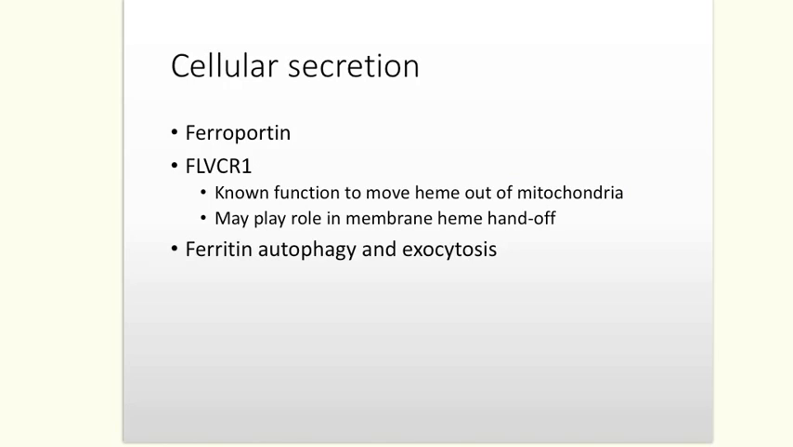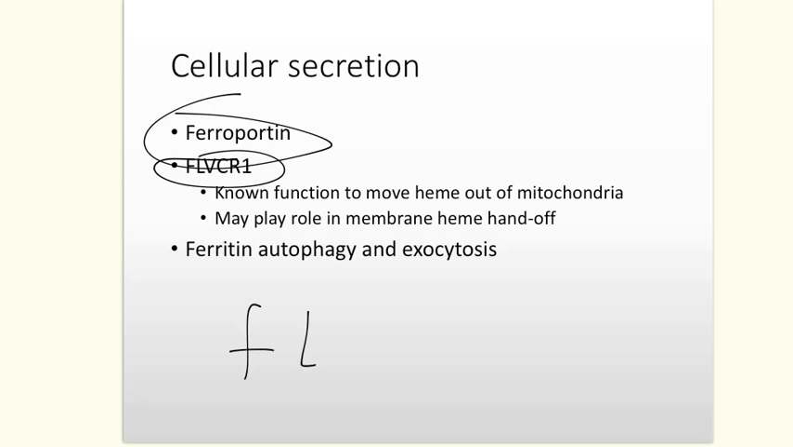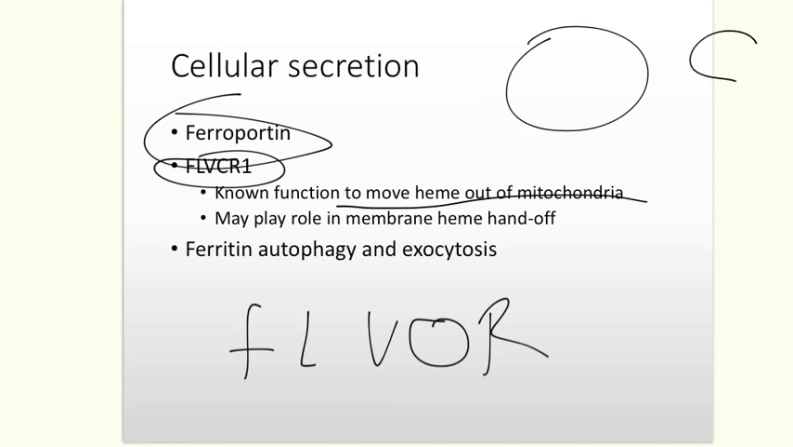So cellular secretion, this is of course ferroportin. It's the main thing. It's the real important thing. There's also these feline virus thing. I like to think of it as the flavor. So I write FLV, change the C into an O, I got flavor. But the one I just talked about a second ago, that was FLV, that was flavor 2. This one's flavor 1, and we kind of know basically the function of this one, and it is to move heme out of the mitochondria. And there's some suspected function that it allows the erythroid precursors to interact with macrophages to exchange fully developed heme.